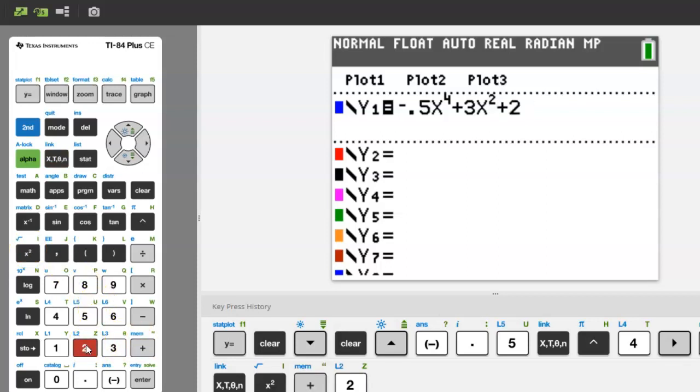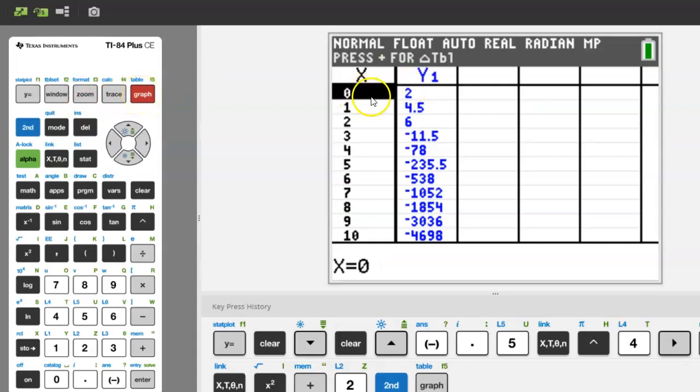Now before we look at a graph, we're going to look at a table of values for this function. So I can do second, and then the graph button. Notice above graph it says table. So second and then graph, it'll create a table of values. This just gives us a table: when x is 0, y is 2, when x is 1, y is 4.5, and so on. This is valuable if this was a story problem, and it said, find the total when x is 8, whatever x is referring to, then we could look at when x is 8, the total will be negative 1,854. So that's the value in using a table.